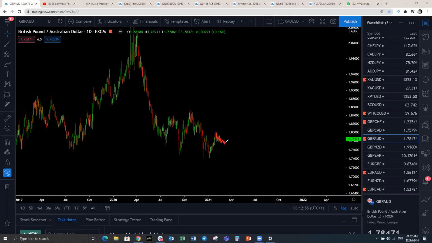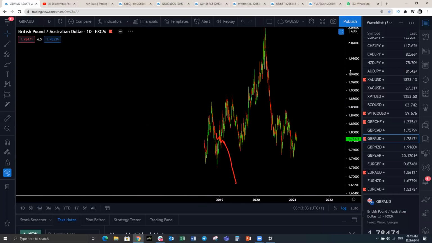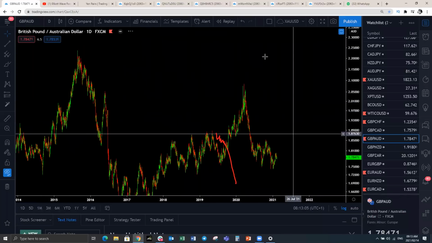So this is what we're looking at on pound AUD. We may be getting this structure, this continuation to the downside on pound AUD. If you look at the trend on pound AUD, it looks downside.